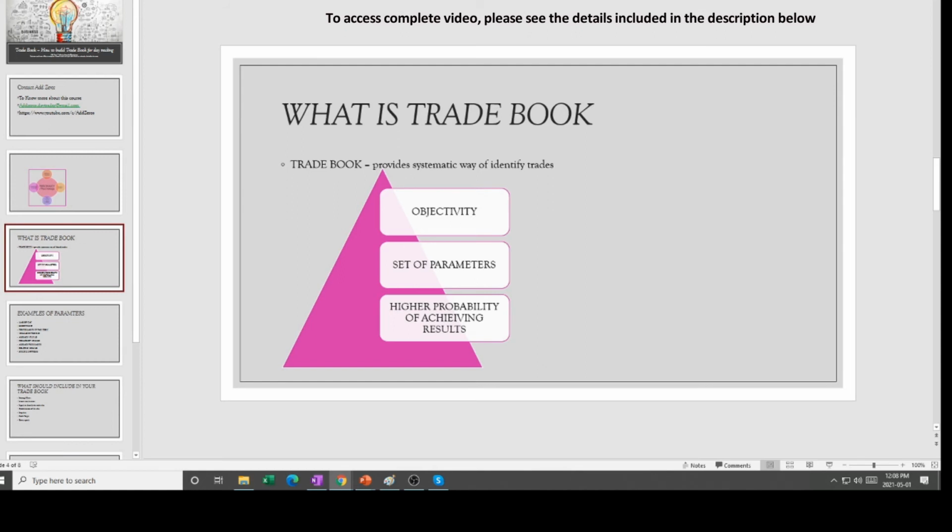And if your parameters are not well determined, not well established, or you're not tracking them appropriately, you will not get the right results. Ultimately, the objective way of identifying your trades and the parameters combined will give you a particular edge, where you're going to have a higher probability of achieving the results.